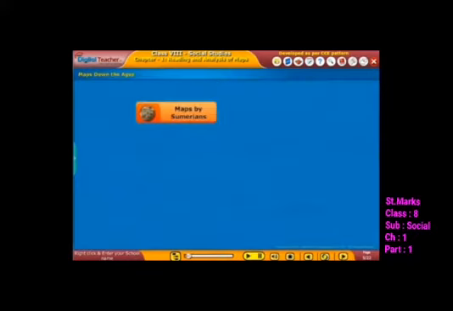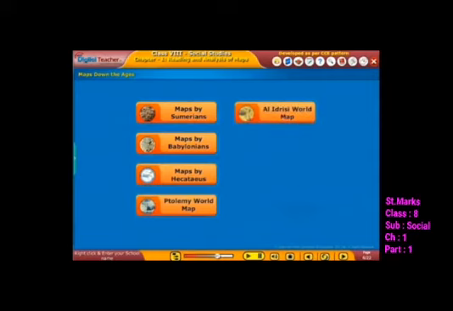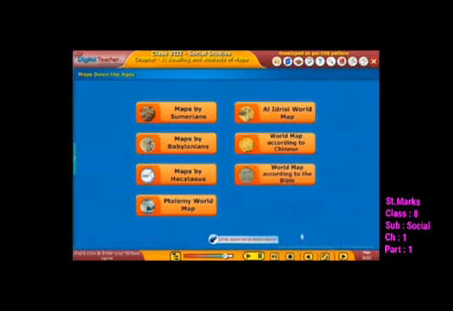Now, let us look at the evolution of maps. Maps by Sumerians. Maps by Babylonians. Maps by Hecataeus. Ptolemy World Map. Al-Idrisi World Map. World Map according to Chinese. World Map according to the Bible. Click each tab to know more.